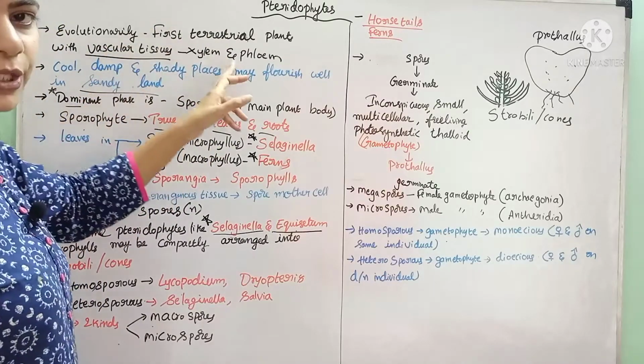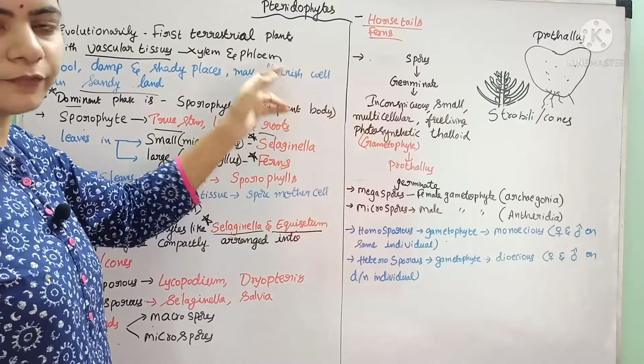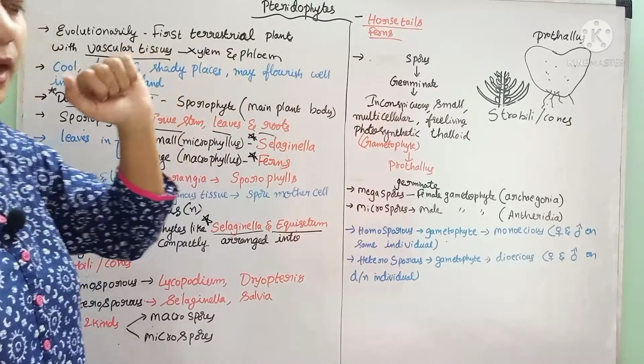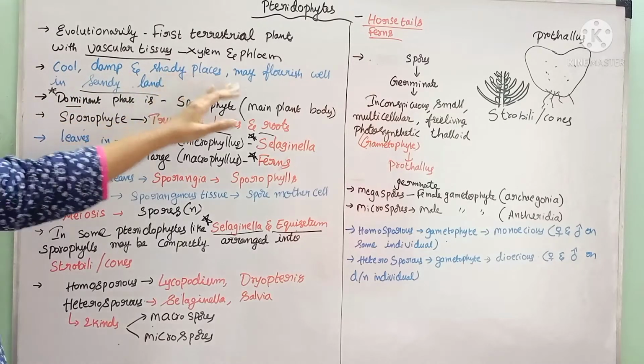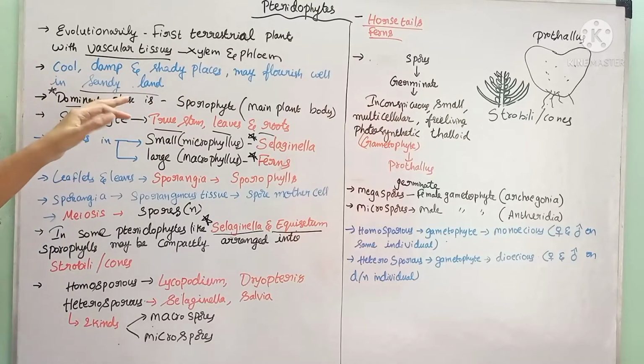What is the vascular tissue? That consists of xylem and phloem for the conduction of water and mineral salts, right? These pteridophytes mainly grow in cool, damp, shady places, and they may also flourish in sandy soils also.